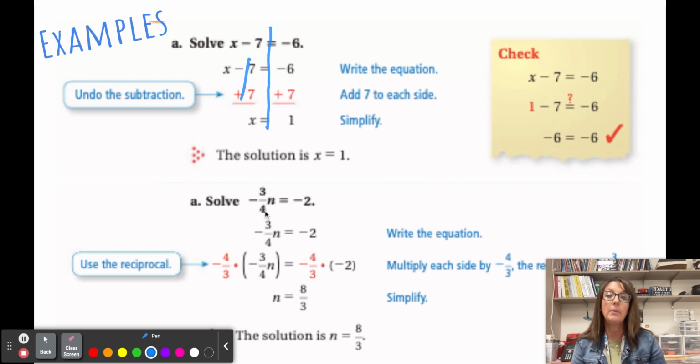But we're going to multiply by a negative 4/3. That way, the 4's cancel, the negative 3's can cancel, you'll get n by itself. Negative 4 times negative 2 is a positive 8 over 3. So we have 8/3 there for our solution. And again, you'll want to check your work.